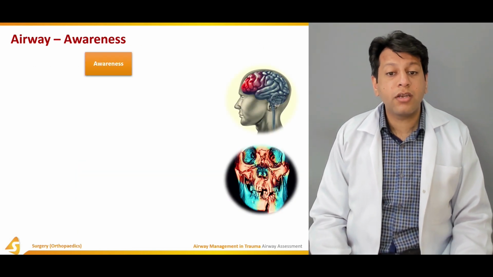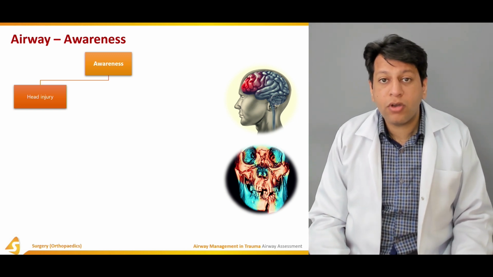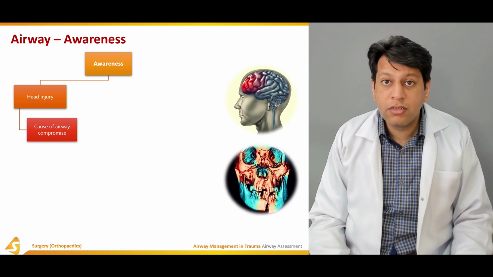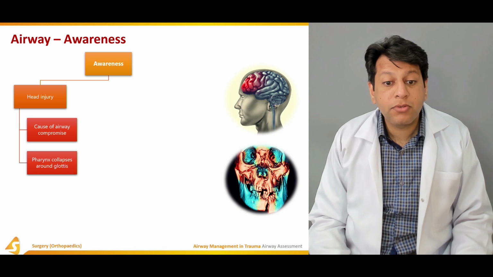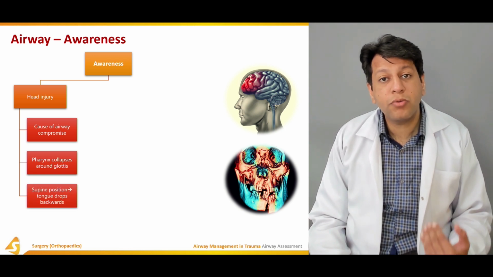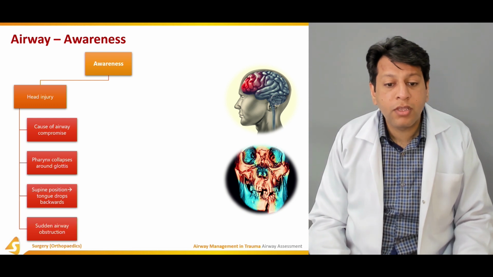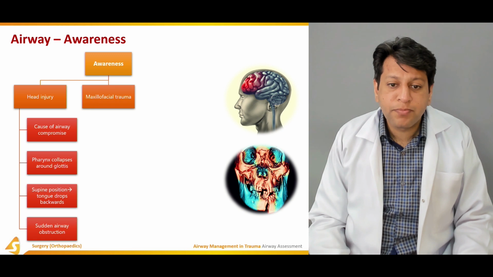Now coming to awareness, what actually causes airway obstruction? This could be head injury, which causes airway compromise. It could be pharynx collapse around the glottis. It could be the supine position, in which the tongue drops backward and chokes the airway. Or it could be a sudden airway obstruction due to edema or anything like that.